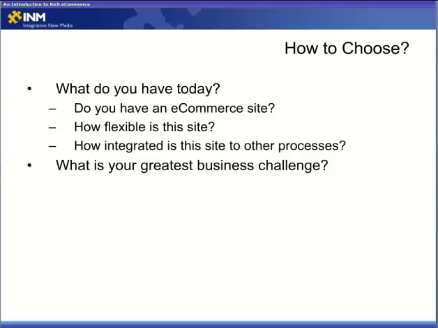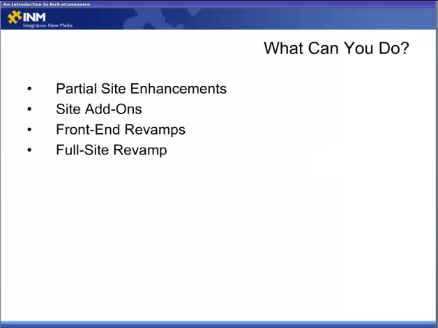So we'll look at a couple of examples. So what can you do? Well, we're going to look at some partial site enhancements that are mini applications and tools that can change the way that your site operates. We're going to look at site add-ons so that you can see how you can extend beyond your browser to the desktop type thing. We'll look at front-end revamps and how you can give a little bit of a facelift to the site that you've got today and to make some modifications to that. And then we'll just touch on full site revamps.